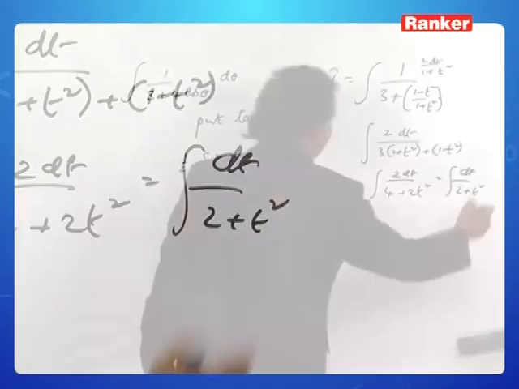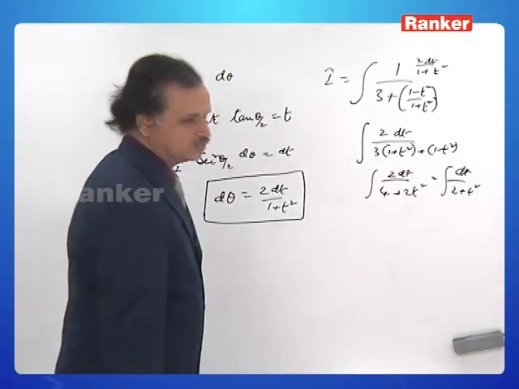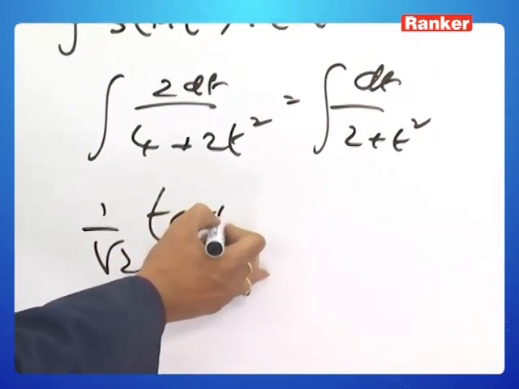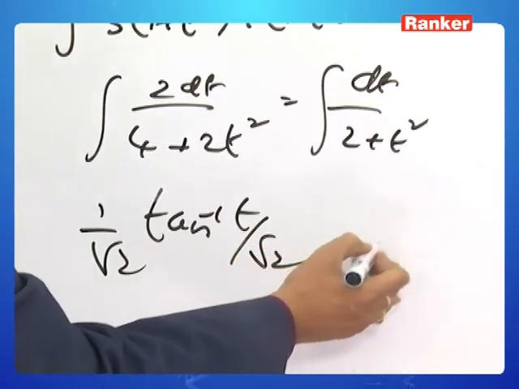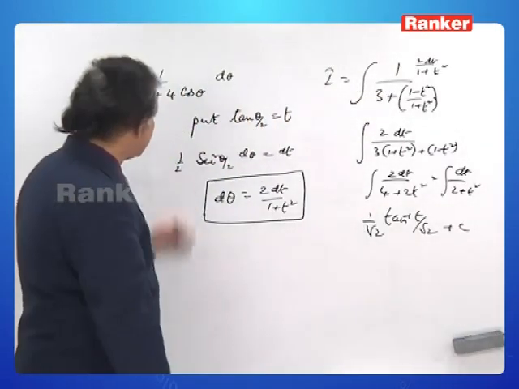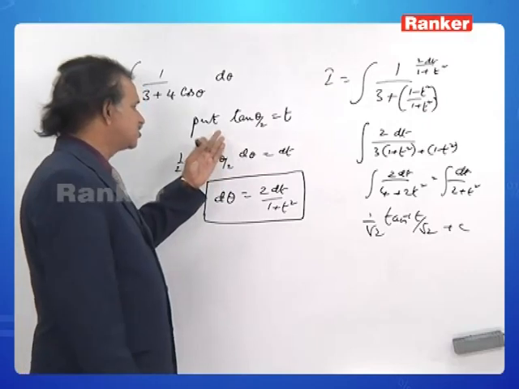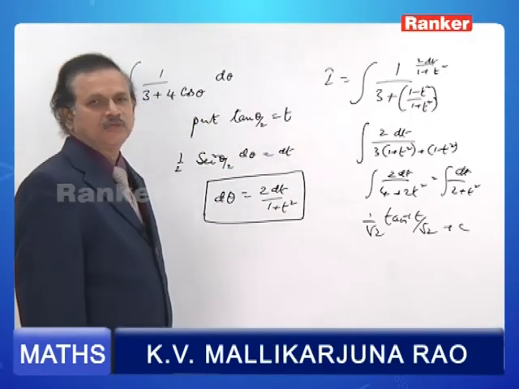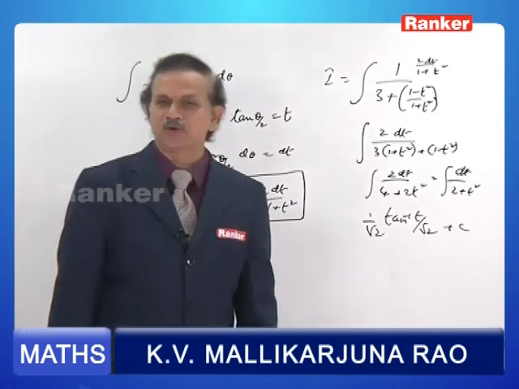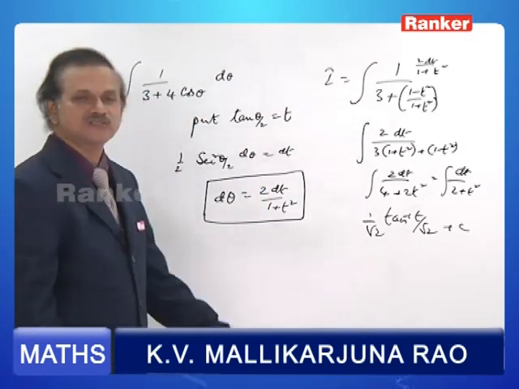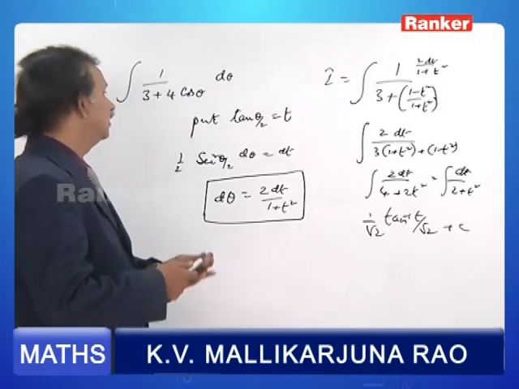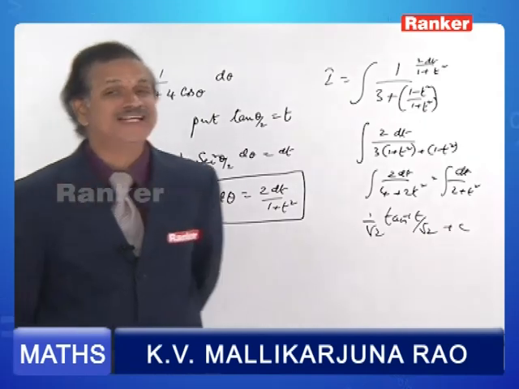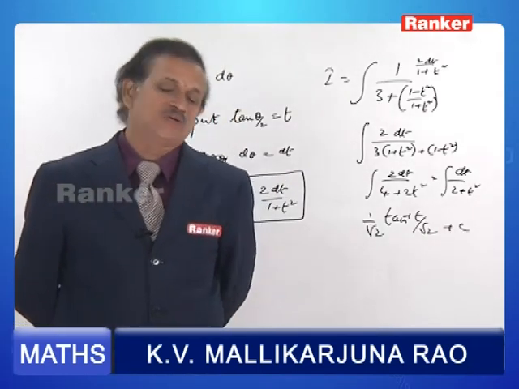It looks like 1 by a square plus x square. Hence the answer is 1 by a tan inverse x by a, 1 by root 2 tan inverse t by root 2. But what is t? Of course, what is t? Tan theta by 2. You directly substitute there. Tan inverse of tan theta by 2 by root 2, 1 by root 2 into that, plus c. That becomes the answer.